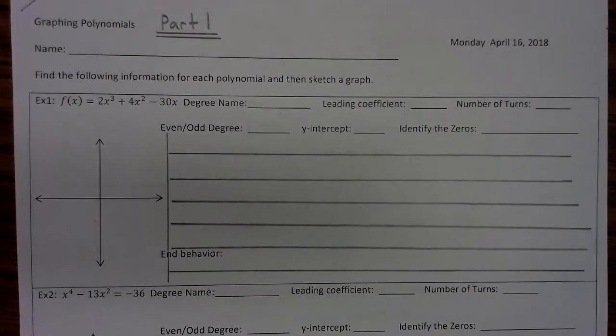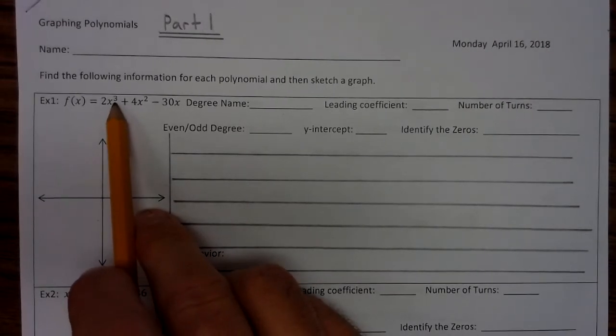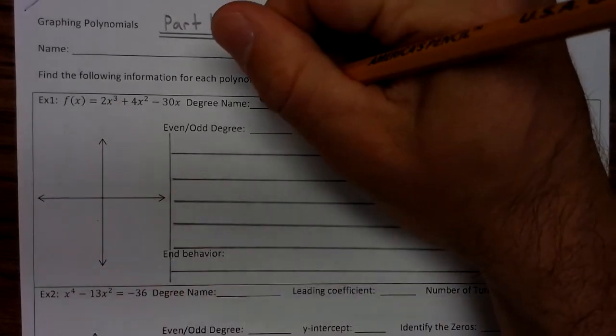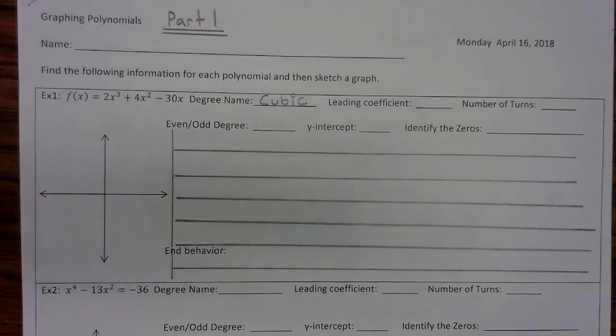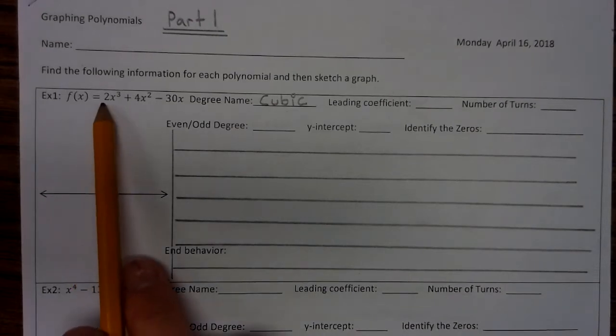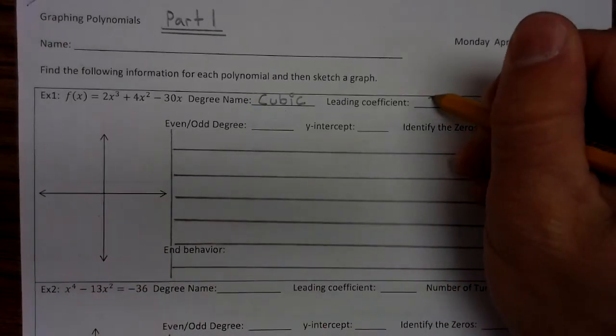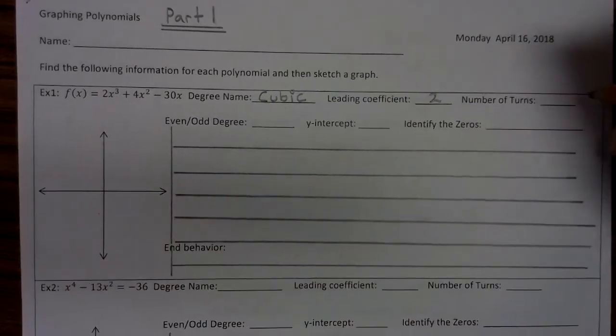All right, find the following information for each polynomial and then sketch a graph. The degree name is the highest exponent degree. So in this case, it's 3, so the degree name is cubic. The leading coefficient is the number in front of the highest exponent degree. So in this case, it's 2. The number of turns is 1 less than the degree. So since the degree is 3, the number of turns is 2.